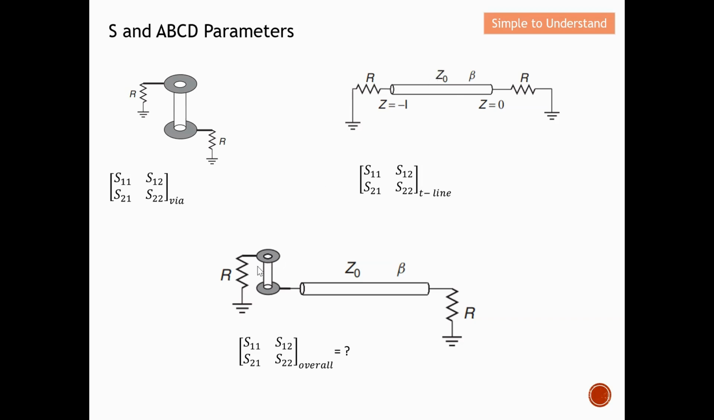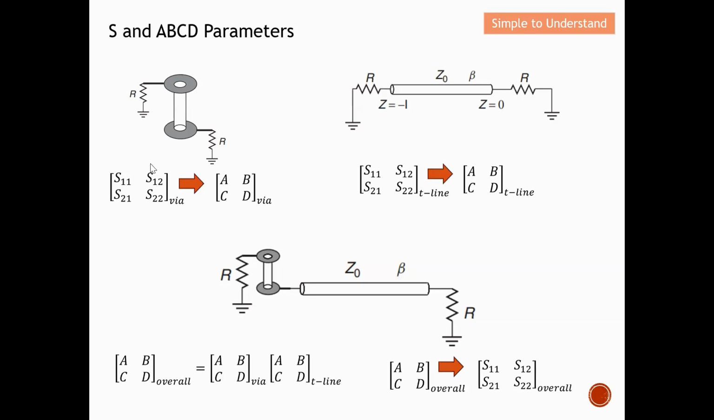What happens here is that when we put these two things together, we have this via and this transmission line. So how can we achieve the overall S parameters? In short, I want to join this via with the transmission line as shown here, and now I want to calculate my overall S parameters. How can I do this? Let me quickly go through this.